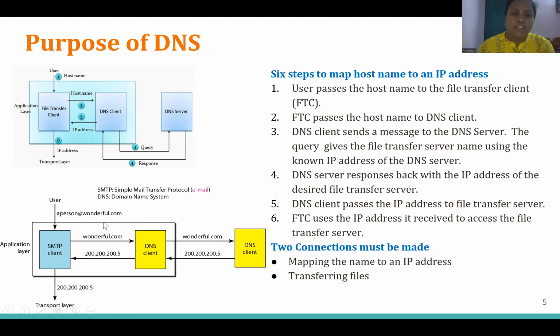For example, a person at wonderful.com. So wonderful.com is a host name which is forwarded to the DNS client. That query request message is further forwarded to the DNS server. Accordingly, the DNS server converts this host name into the particular IP address, which is redirected back to the client.